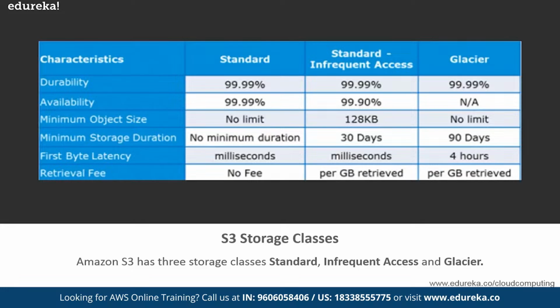And finally, I have Glacier. We have already discussed this. Here, your retrieval speed is low and the data needs to be stored for a longer duration, and that is why it is more affordable. If you take a look at the stats in the image above, you can see that the minimum storage duration is nothing for standard, 30 days for infrequent access, and 90 days for Glacier. Latency is milliseconds for the first two, and 4 hours for Glacier. So that itself explains a lot.